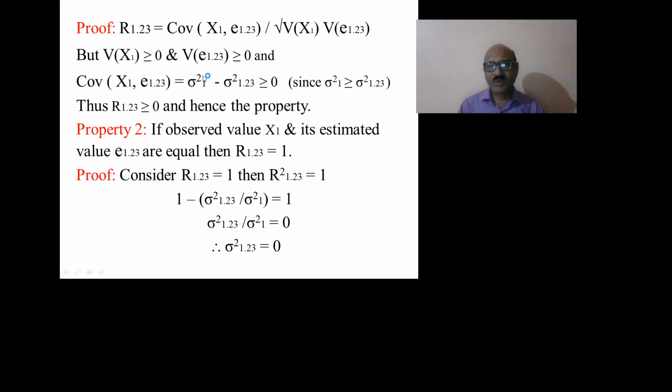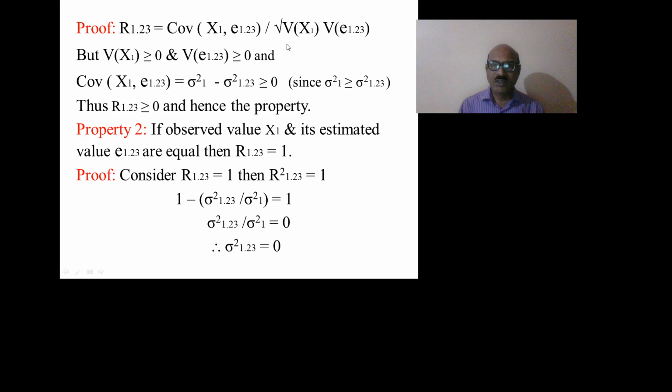And in the covariance term we have the covariance of x1 comma e1.23, the expression is sigma 1 square minus sigma 1.23 square, as we have just now proved, and that is also positive because the total variance is always greater than the variance of residual, and therefore that difference is again positive. Now the numerator is positive, the denominator is positive, and this second term of the denominator is also positive. The whole thing becomes greater than or equal to 0, which is the property. That is, R1.23 is greater than or equal to 0, and hence the property.